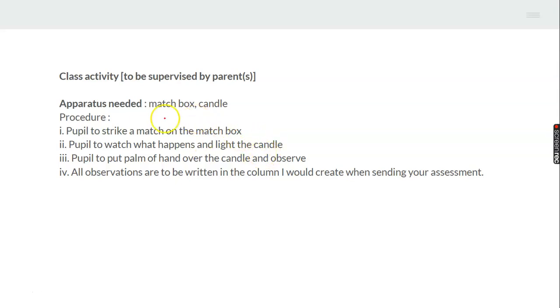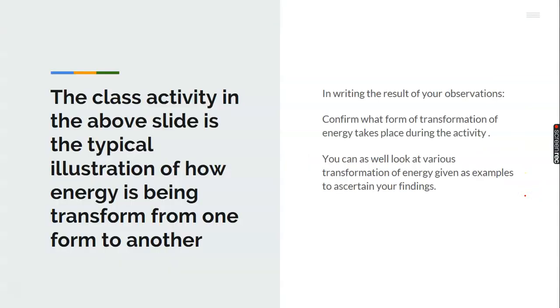So you light the candle. Step 3 says the pupil should put the palm of the hand over the candle. So you have to place your hand over the candle a bit and observe what you can feel. All observations are to be written in a column. I will create it when sending your assessments. So I'll have your observations and what you feel as your results. You write it for me there.